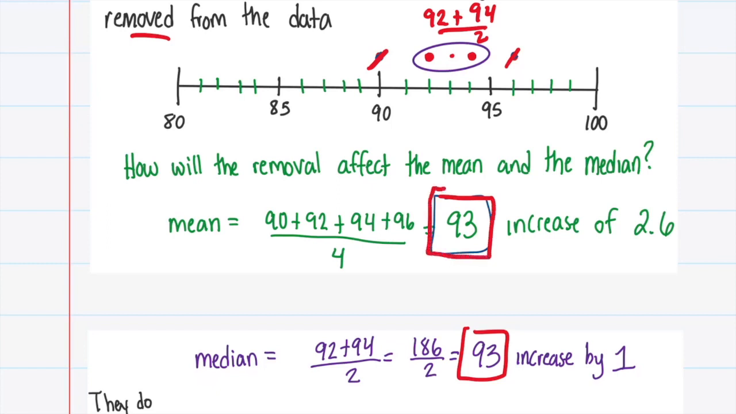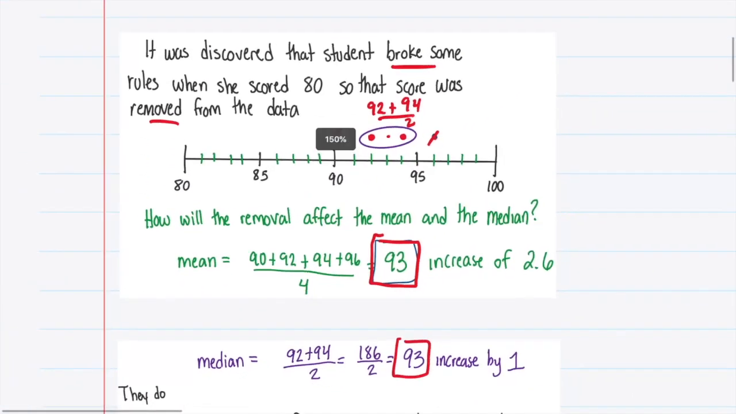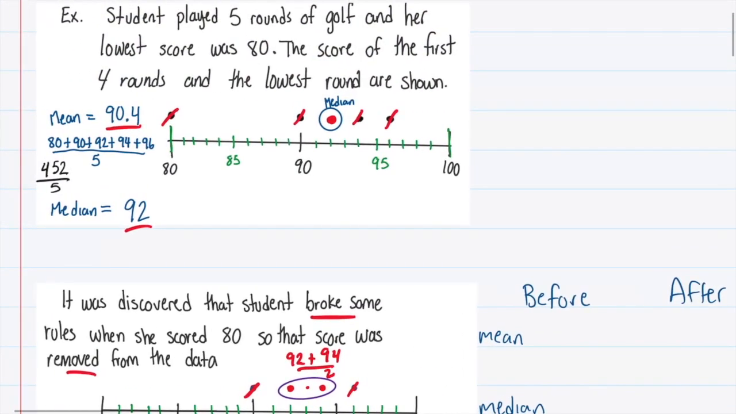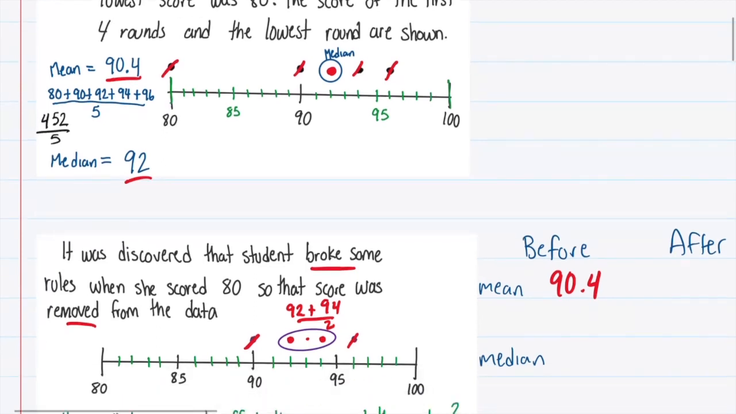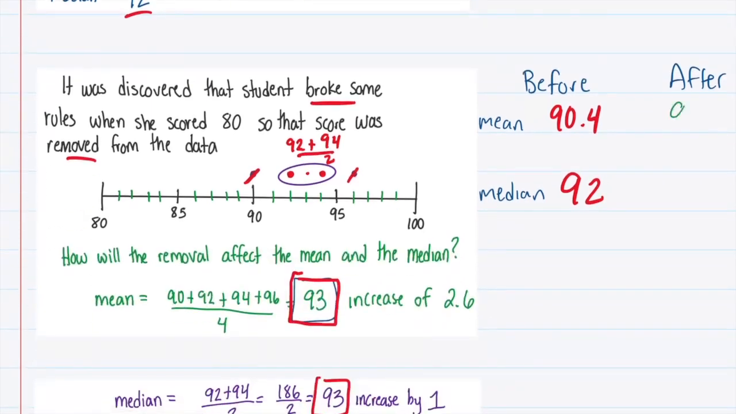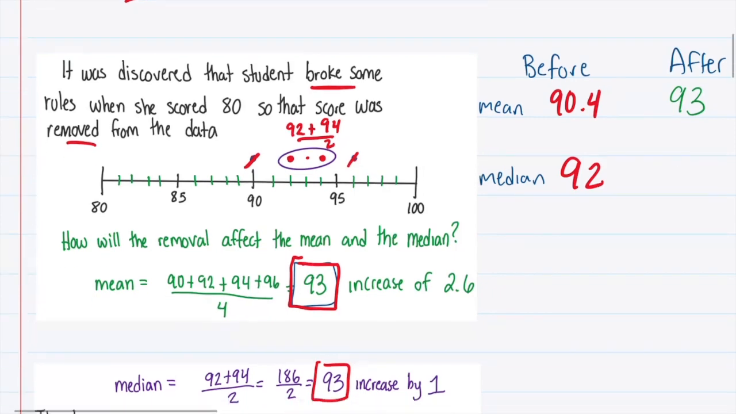Look at that. So now we want to compare. How did the mean change and how did the median change when the score of 80 was removed? Well, let's take a look at these. Let me write them over here. Before, our mean was 90.4 and our median was 92. And what happened after? Our mean was now a 93 and our median was now a 93.